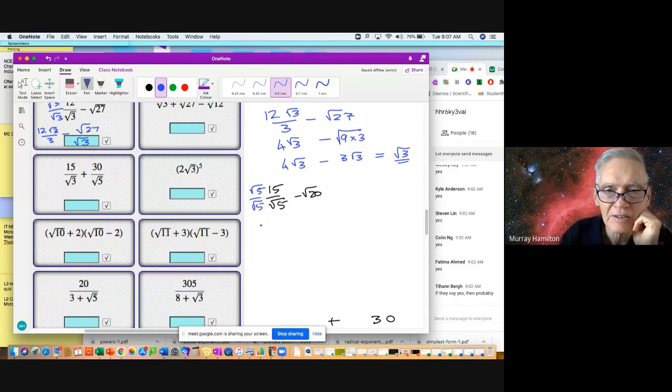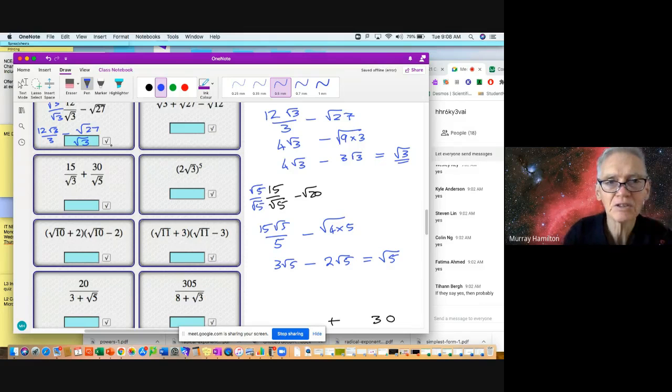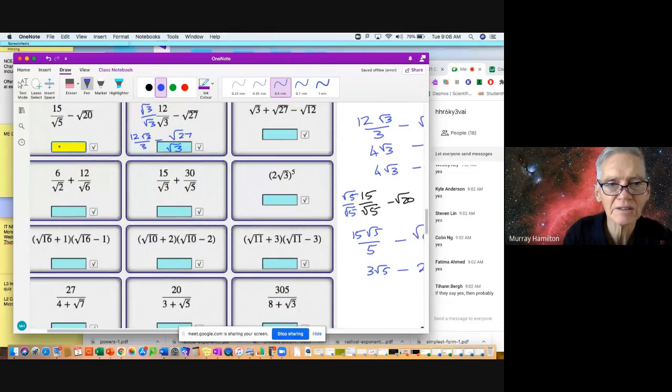And so that's 15 root 5 over 5 minus root 20. Is there a square number in 20? 4 times 5. 4 is the square number. So 5 goes into 15 3 times, 3 root 5, minus square root of 4 is 2, so 2 root 5. And 3 root 5 minus 2 root 5 is just 1 root 5. So we get the square root of 5 as our answer in here.